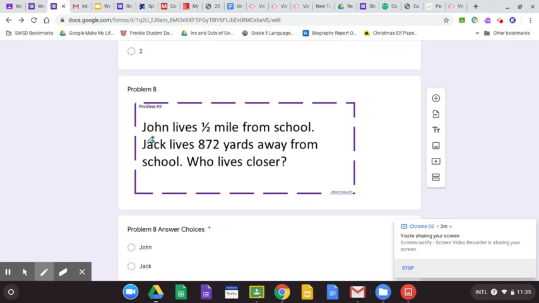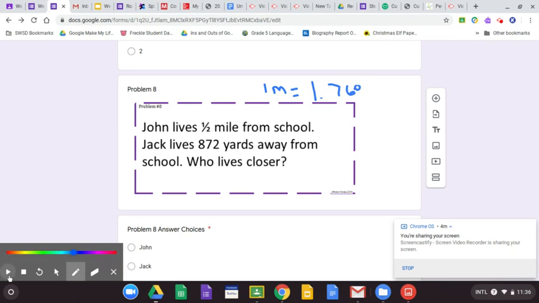This one says John lives a half a mile from school. Jack lives 872 yards away from school. So Jack lives 872 yards and John lives a half mile. So I would take half a mile and I would change that into yards. So up on the top, the conversion is 1 mile is equal to 1,760 yards. So you want to do half of that. So I would take 1,760 and divide it by 2 to figure out what half of a mile would be. And then compare.